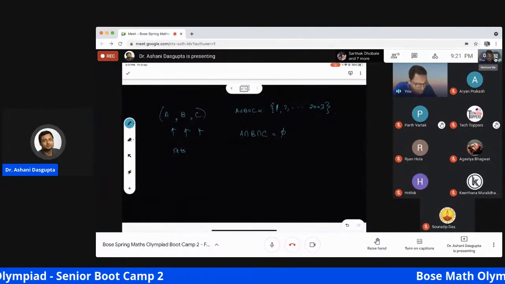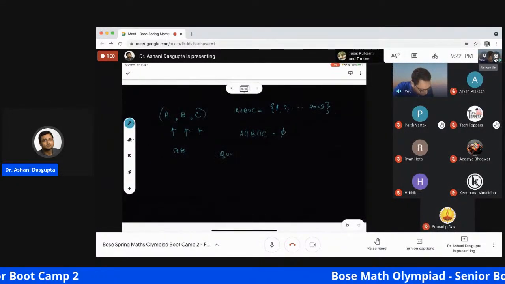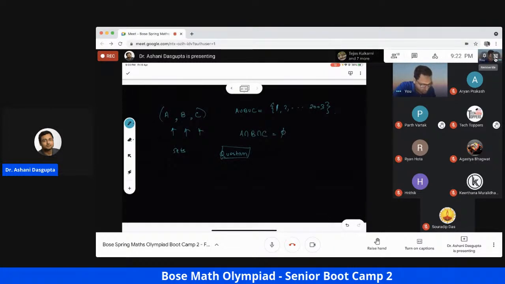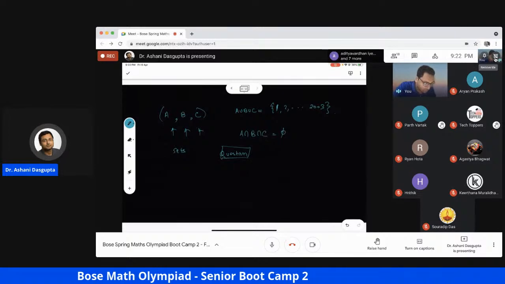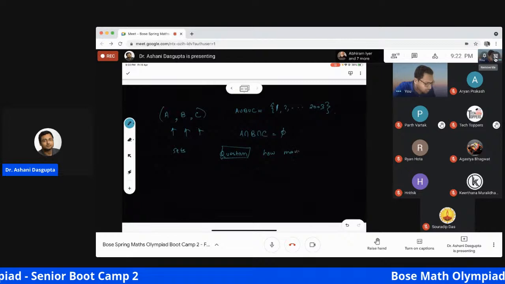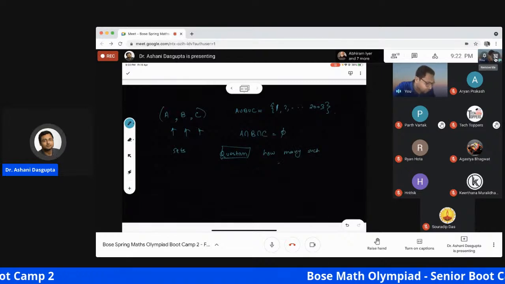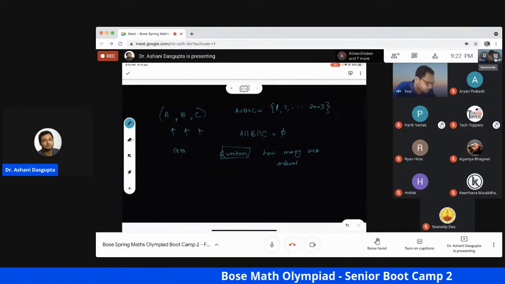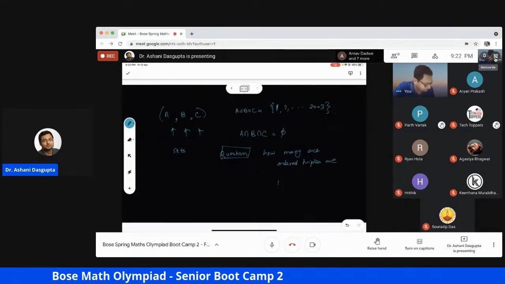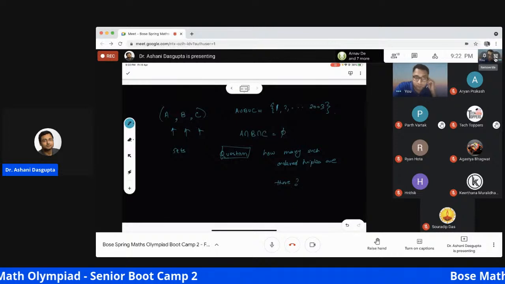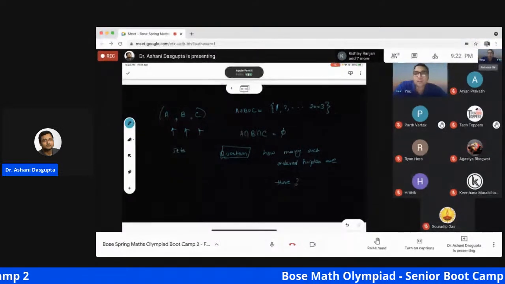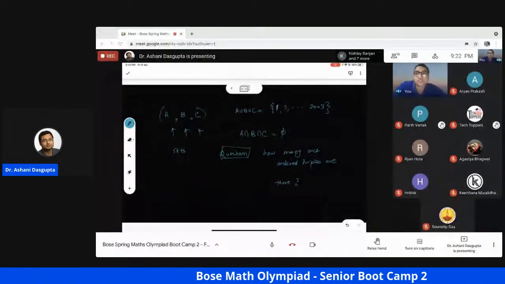Now the question is this. How many such triples are there? How many such ordered triples are there? Give it a try, all of you. How many such ordered triples are there?